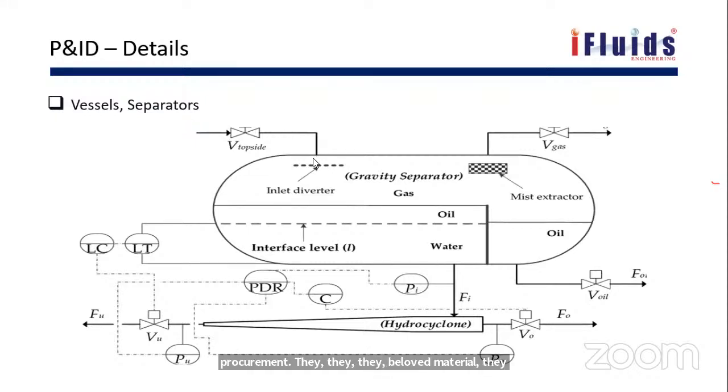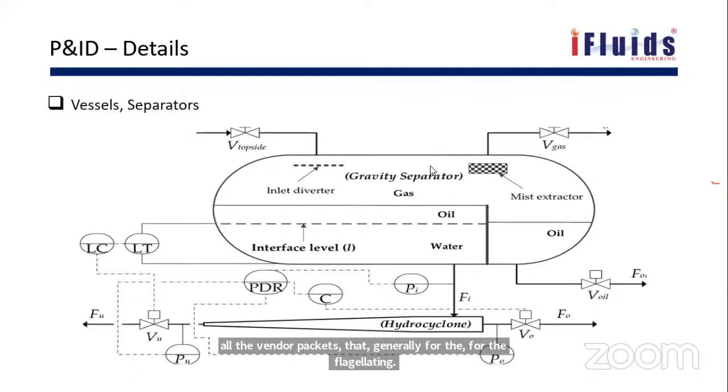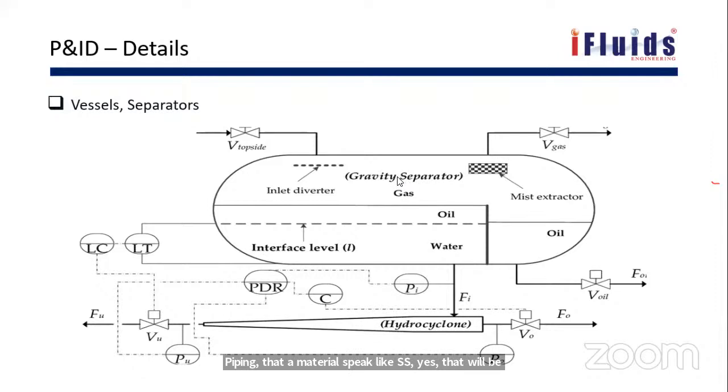So wherever there is a vessel, we have seen there are many places. This is for this separator, I say. Similarly, a compressor will have a higher pressure rating. Now almost all the vendor packages will generally have that spec break for the flange rating. Piping material spec like SS, CS change will be very rare. Especially for compressors, all the pump parts will generally be SS. For other equipment like vessels, carbon steel will be there.